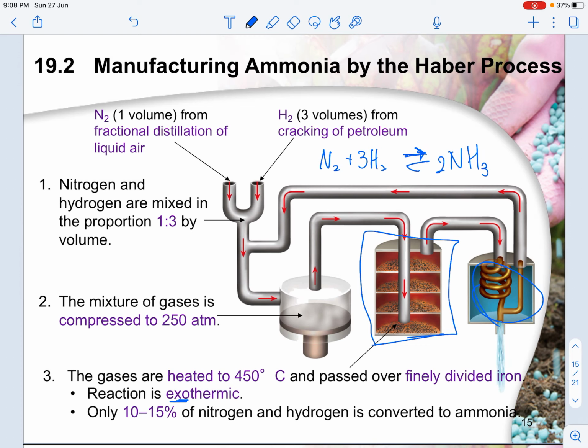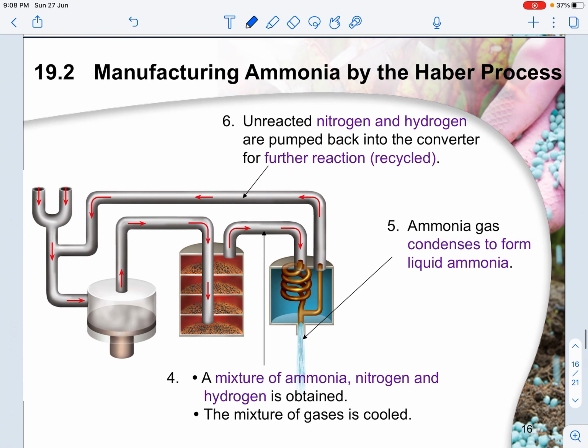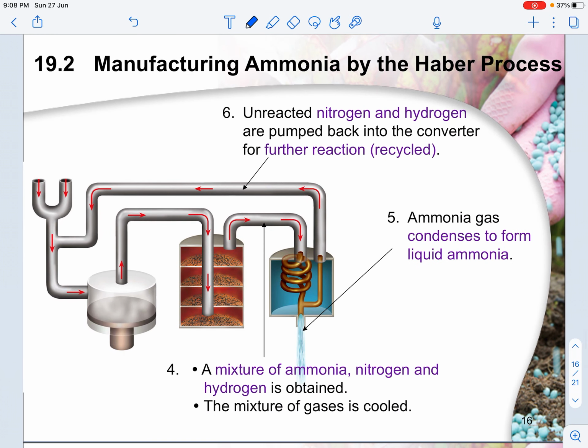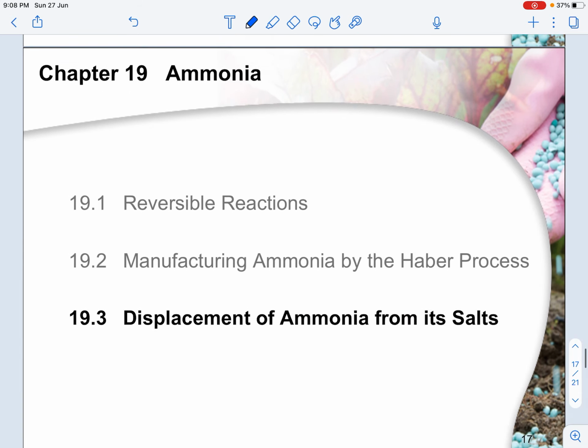gas. Second thing is, why do we have this particular segment here? It's so that any unreacted nitrogen or hydrogen can be passed on and then reused again. Okay, so any unused or unreacted nitrogen and hydrogen are then pumped back into the converter for further reaction. So you recycle it, you don't pass it out. So this ammonia gas in this segment is condensed to form liquid ammonia in this way, and therefore we collect it. So a mixture of ammonia, nitrogen and hydrogen is obtained, and this mixture of gas is then cooled for storage.